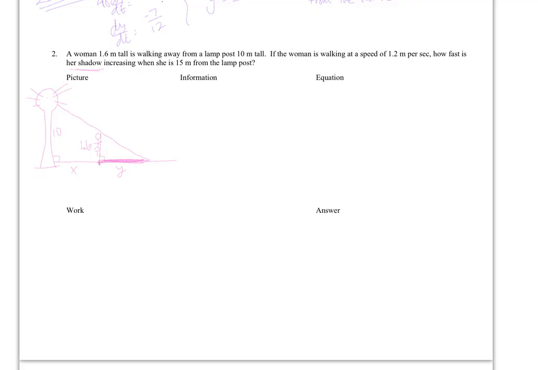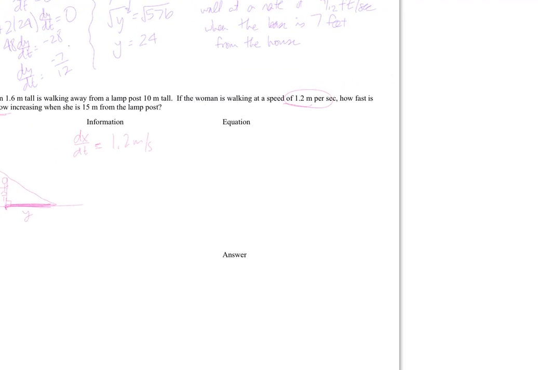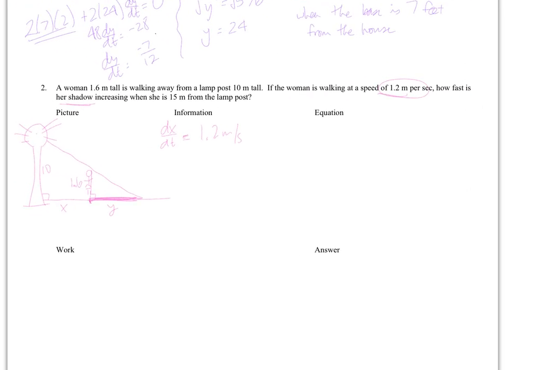Okay, what else do we know? The woman is walking at a speed of 1.2 meters per second. So dx/dt is 1.2 meters per second. And let's see, what are we finding? How fast is her shadow increasing? So find dy/dt when she is 15 meters from the lamp post, when x is 15.